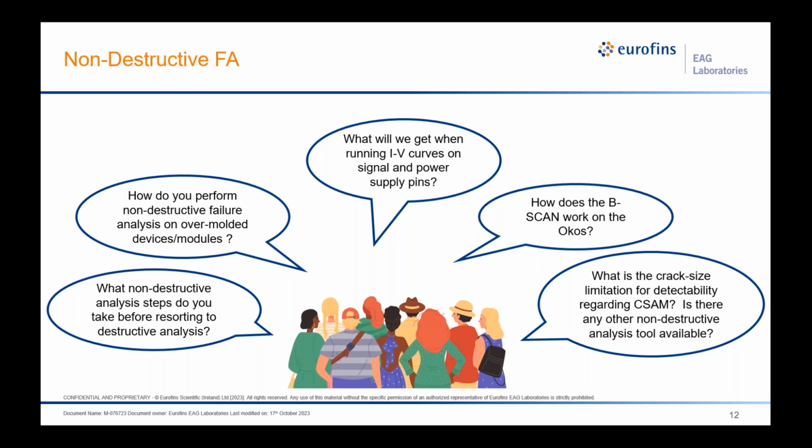And here's another CSAM question. What is the crack size limitation for detectability regarding CSAM? Is there any other non-destructive analysis tool available? Vidhu? Yeah, this is a good question. This actually comes up a lot. CSAM can actually detect submicron delamination or voiding in the Z direction. The primary limitation is actually the spatial resolution of the transducer.